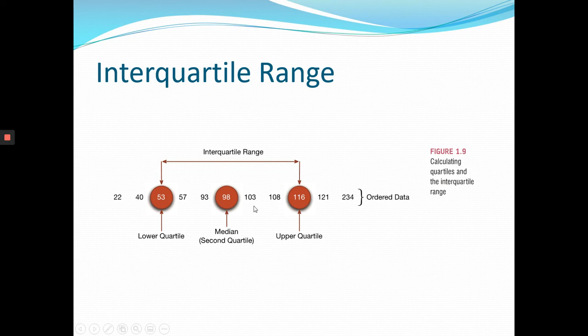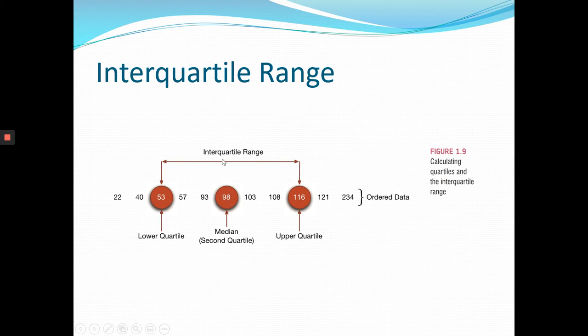We have 103, 108, 116, 121, 234. So the median of the upper half is 116. So 116 is actually Q3, the 75th percentile. They call it upper quartile here.